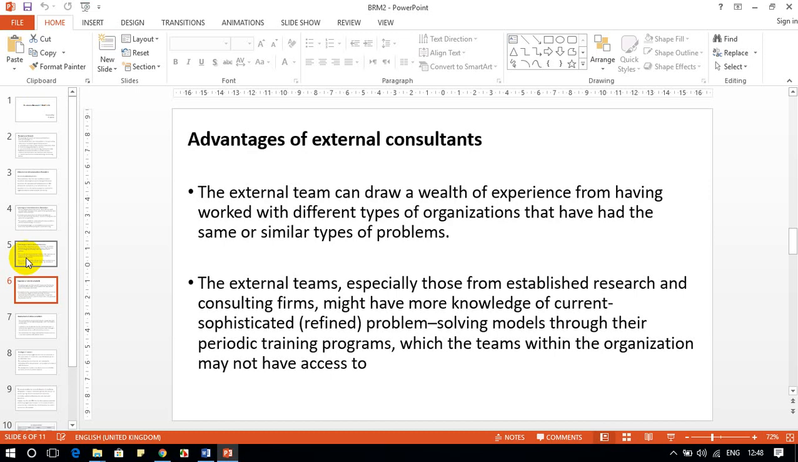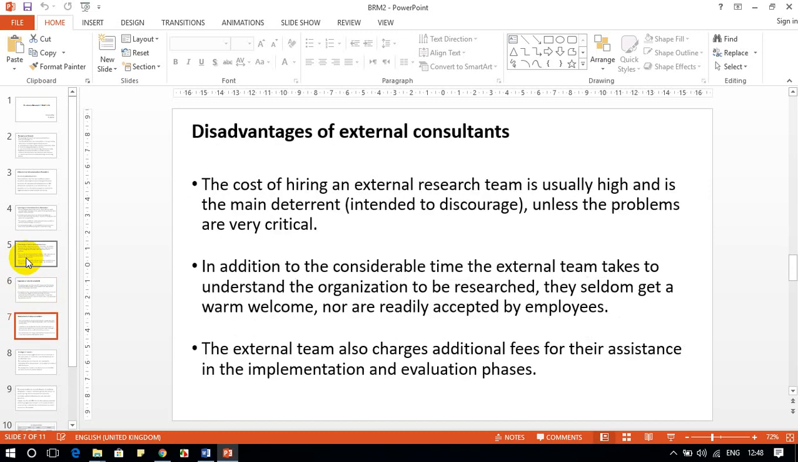So external training is one of the key points that would be very sophisticated and helpful to the organization to conduct the external consultant research. So there are two positive points of the external consultant. Let's talk about the negative points of the external consultant of the research.